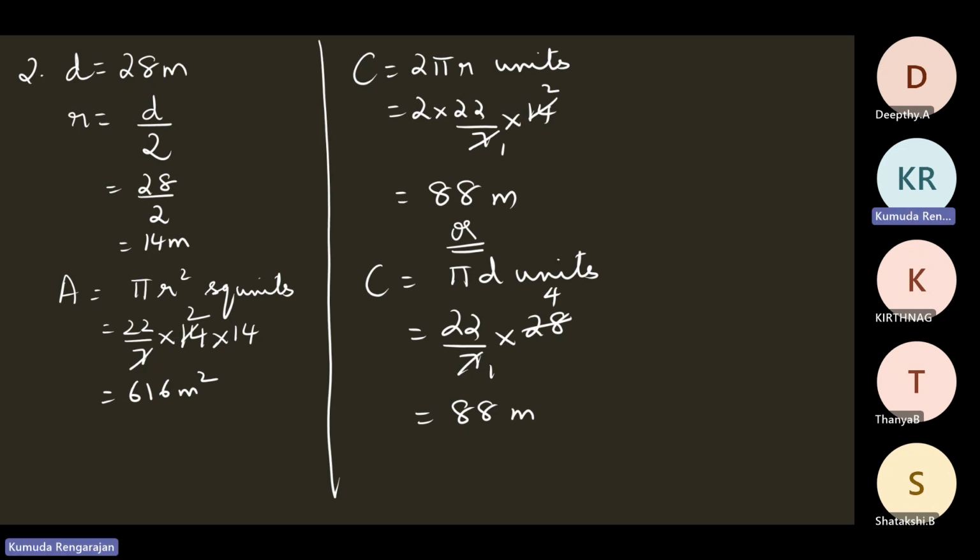Write down this one, children. So area, we have only one formula, pi r square, square units. For circumference, we have two. You can either use 2 pi r or pi d. If you use 2 pi r, you should substitute the value of r, radius. If you use pi d, then d is diameter. But in both the cases, you should get the same answer.